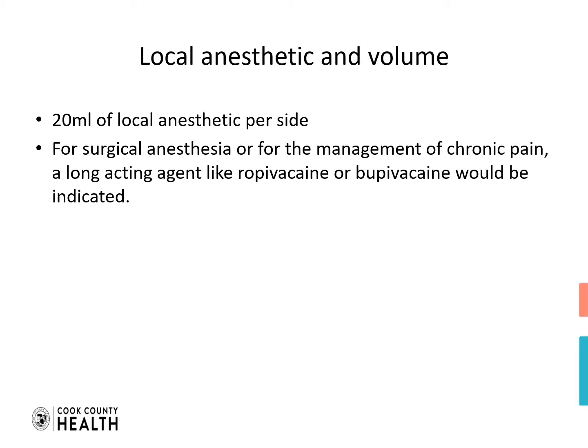Local anesthetic and volume: 20 milliliters of local anesthetic per side. For surgical anesthesia or for the management of chronic pain, a long-acting agent like ropivacaine or bupivacaine would be indicated.